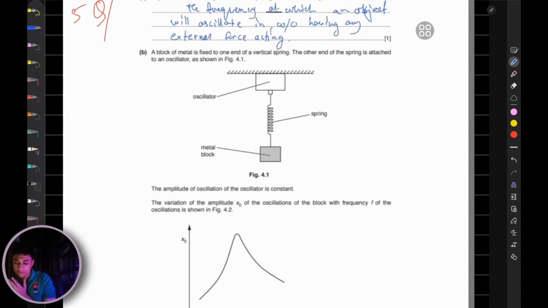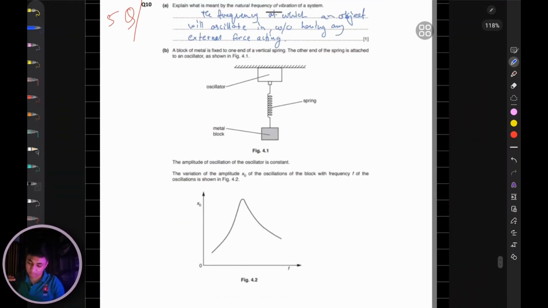Now part B, it's saying a block of metal is fixed to one end of a vertical spring. The other end of the spring is attached to an oscillator as shown in figure 4.1. Great, oscillator, spring, and your metal block. Fair enough. The amplitude of oscillation of the oscillator is constant.